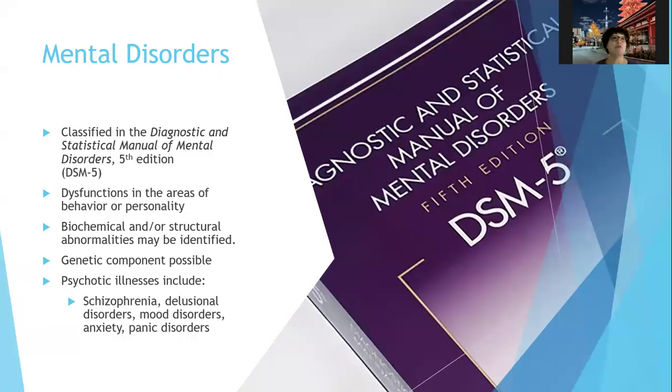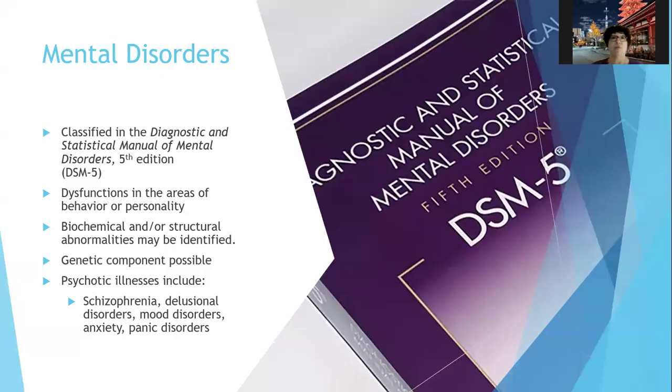So the mental disorders are generally considered dysfunctions in the areas of behavior or personality. They can be biochemical or structural. Lots of the things that we think of as mental health disorders, like depression, anxiety, etc., are biochemical. So there's a big stigma that goes with mental health disorders, but why should there be a stigma for biochemical disorders? Interesting, right? And then also structural abnormalities. So something is structurally different in the brain that is causing this problem. There might be a genetic component that leads to particular things.